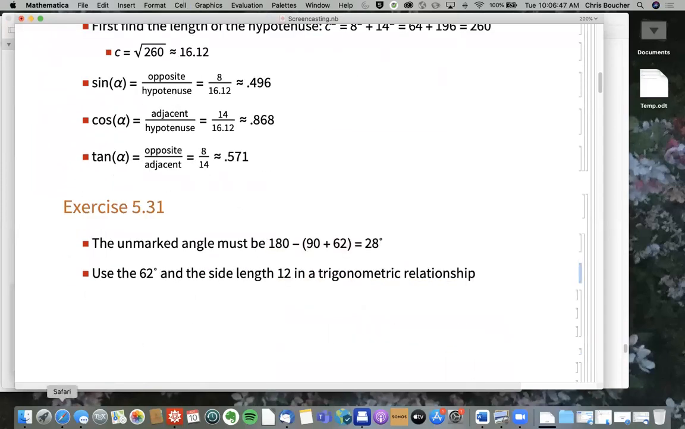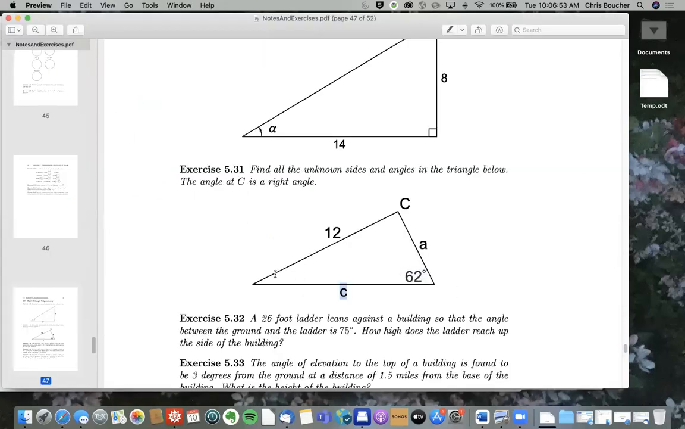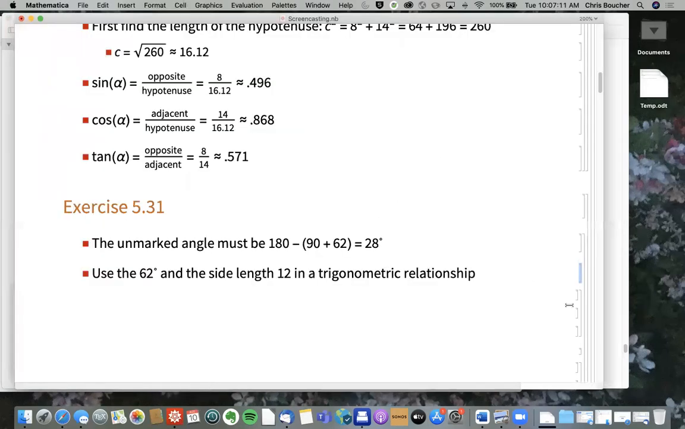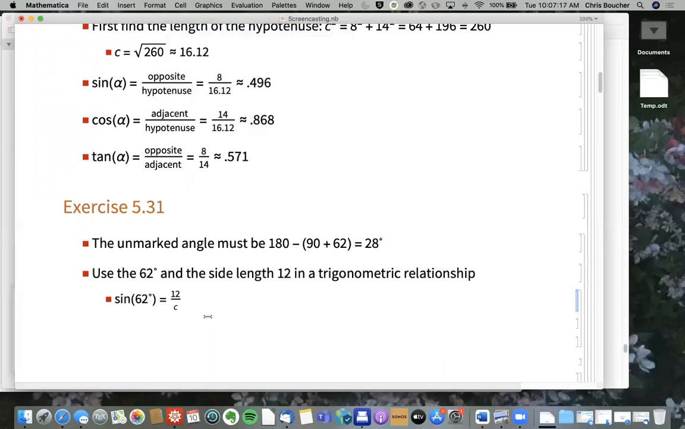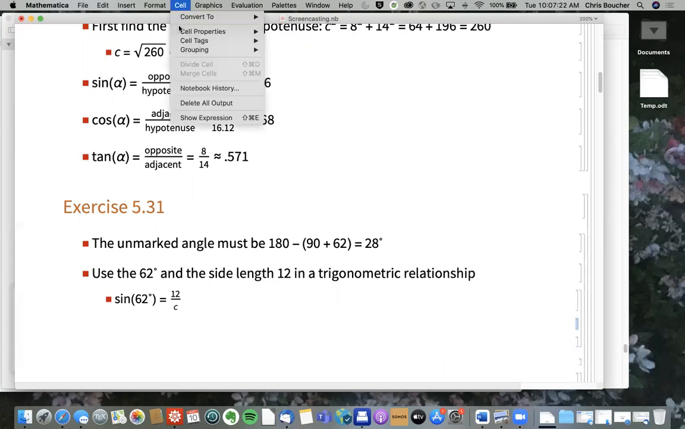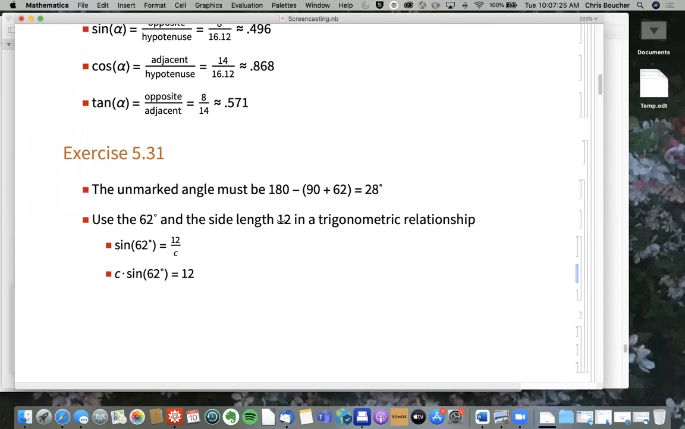One way is to use the 62-degree angle and the side length 12. I could also have used the 28-degree angle, right? So if I use the 62-degree angle, then 12 is the opposite side, because it's opposite the 62 degrees. So that means the sine of 62 degrees is opposite over hypotenuse. That's 12 over C. C is the hypotenuse, because it's opposite the right angle. So that gives me this equation: sine of 62 degrees equals 12 divided by C, and I can solve for C, right? I just multiply both sides by C, and I get that.